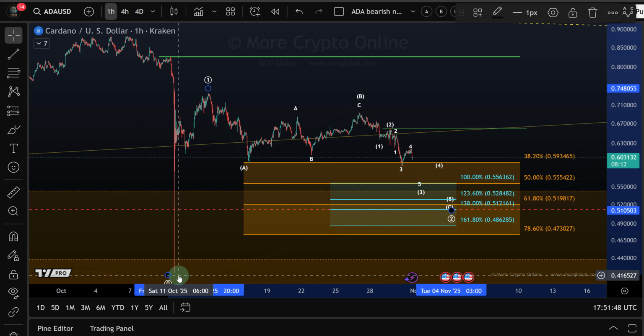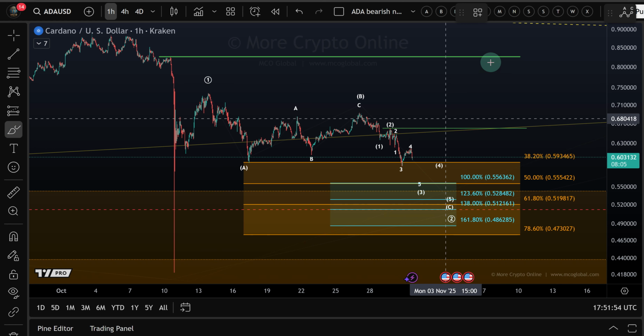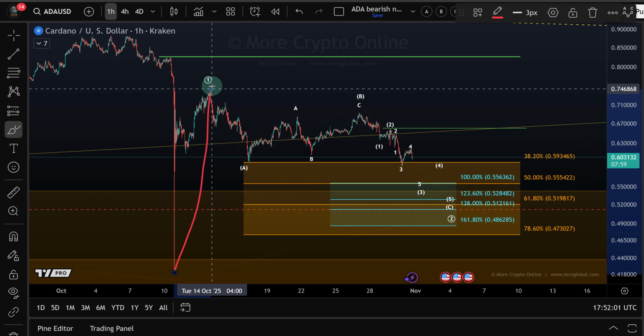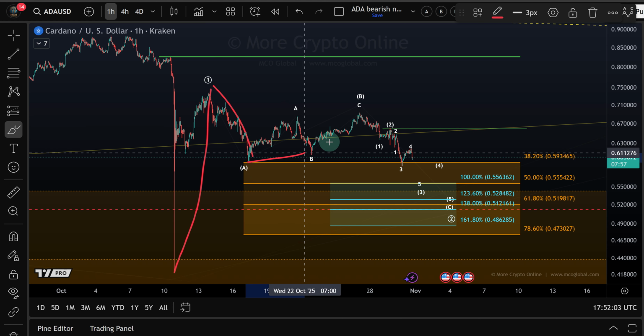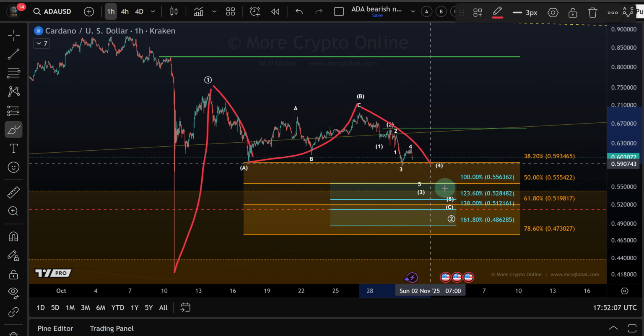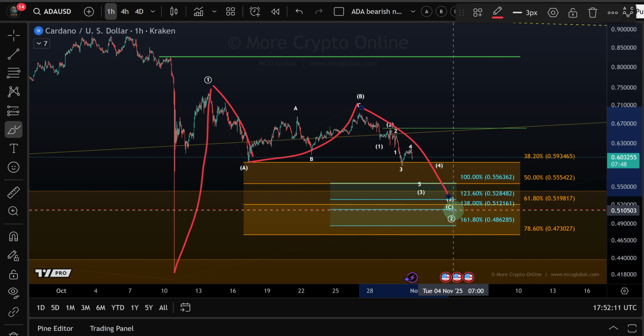So the idea is, okay, 10th of October flash crash. We all remember, we talk about it every day here. Can't avoid it until we finally leave this range behind us. I think it might take a while. And then obviously we had a rally, and then an A wave down, a B wave bounce. And now we could indeed be in this C wave decline. I already showed you a few days ago what the ideal target area would be for this C wave. It's between 55.6 cents and 48.6 cents.